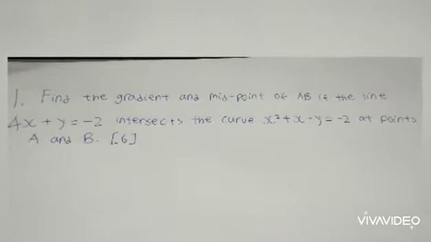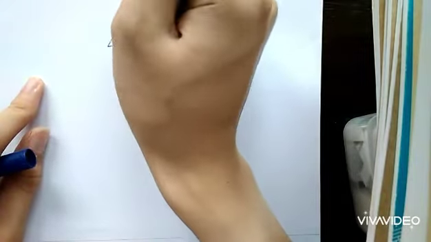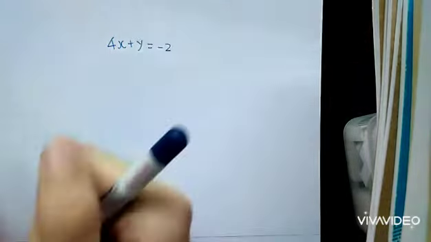Today's lesson will be trying out a question of finding midpoint and gradient by simultaneous equations. So first, if you see two equations, you will have to recognize that this has to be solved simultaneously. When solving simultaneous equations, you try to look for the easier one. In this case, the easier one would be 4x plus y equals negative 2.